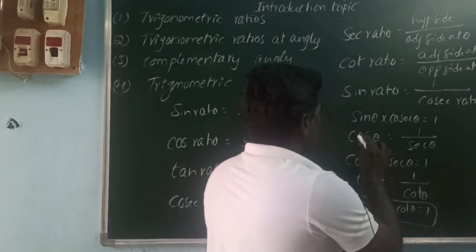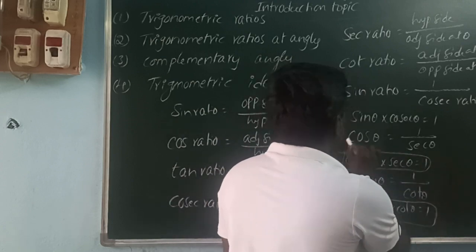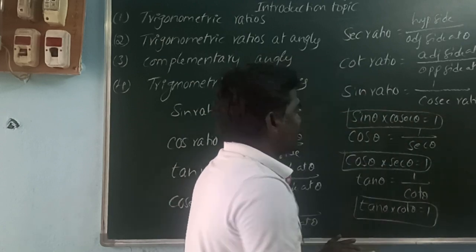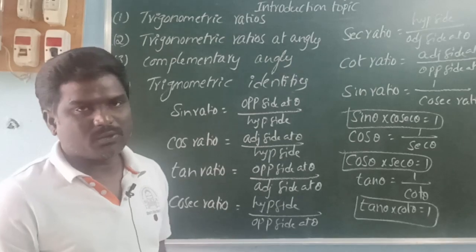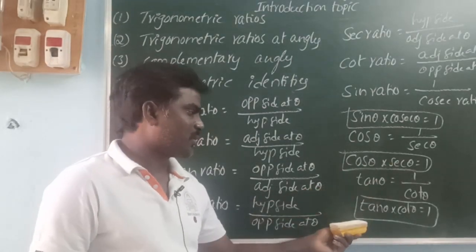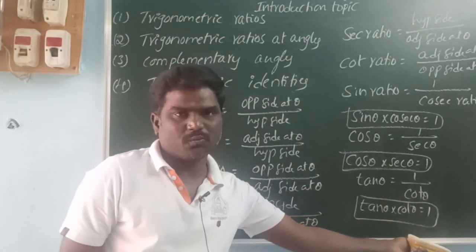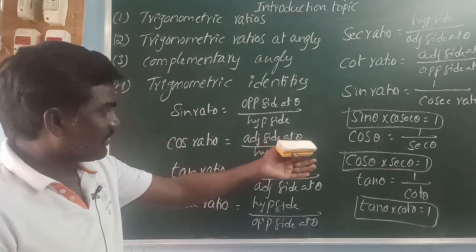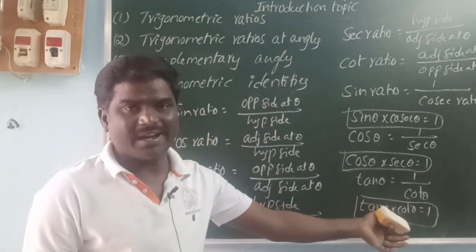So these are the trigonometric ratios, the reciprocal identities. Sin theta into cosecant theta is equal to 1. Cos theta into secant theta is equal to 1. Tan theta into cot theta is equal to 1. So these are the trigonometric ratios and their reciprocal identities.